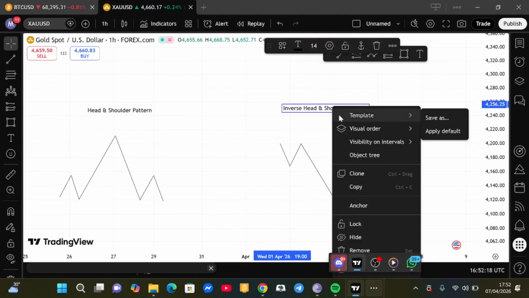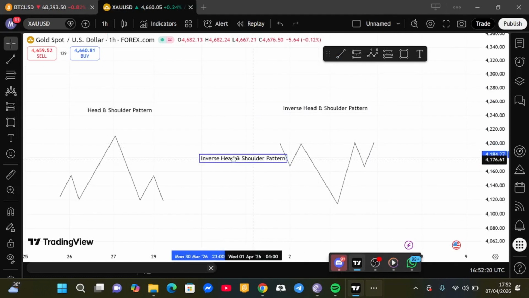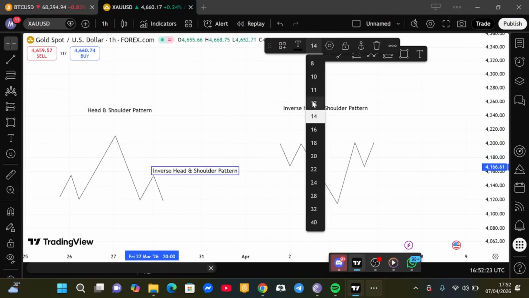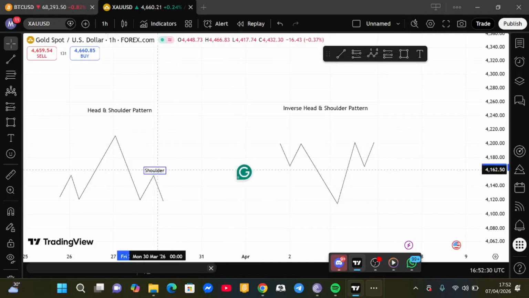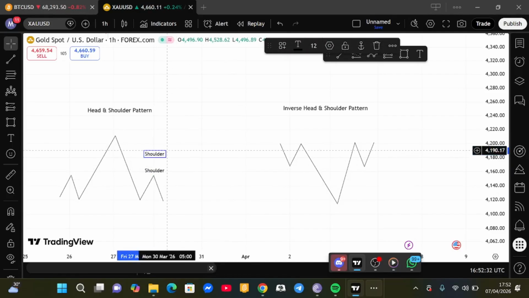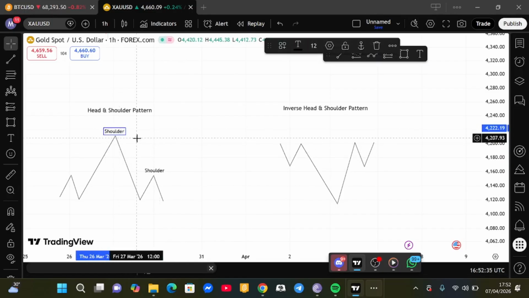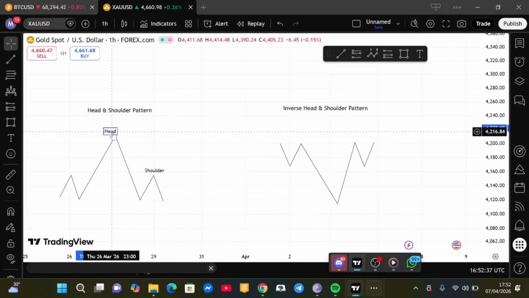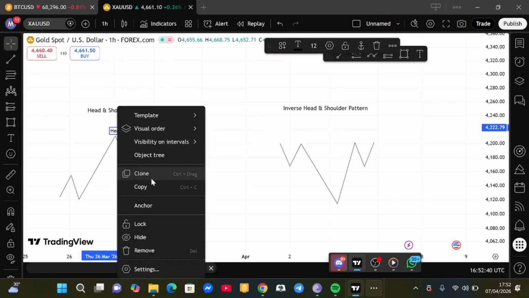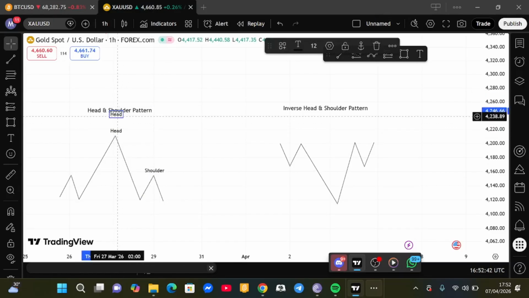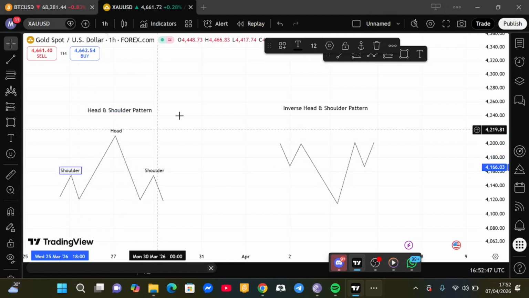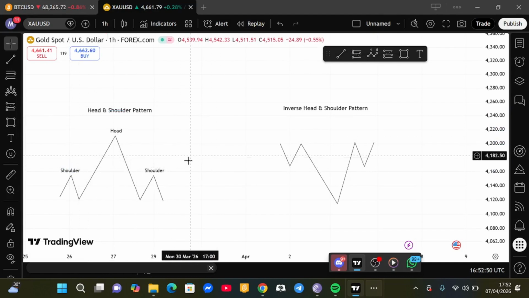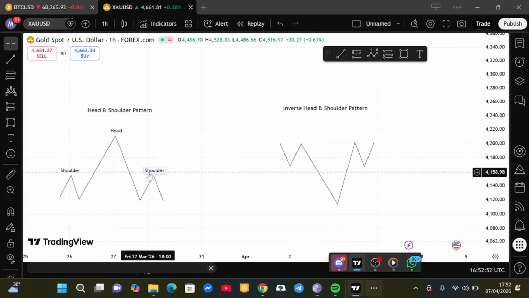Okay, so this is your shoulder, this is your head, and then this is your shoulder. This is why we call it the head and shoulder pattern.